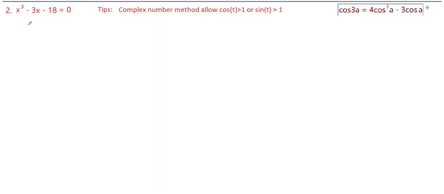Example 3, x cubed minus 3x minus 18 equal to 0. This example is not difficult because we can use the general method to solve the problem. Say if we let x equal to 3, we know 3 cubed minus 3 multiplied by 3 minus 18 is 27 minus 9 minus 18 equal to 0. So x equal to 3 is a root.